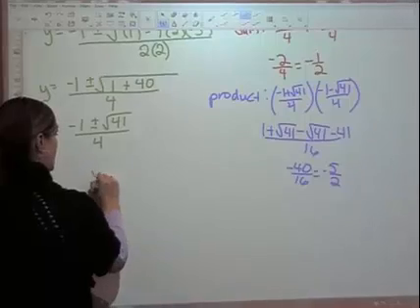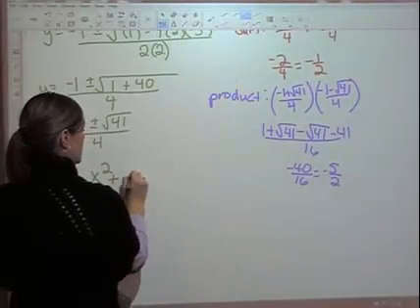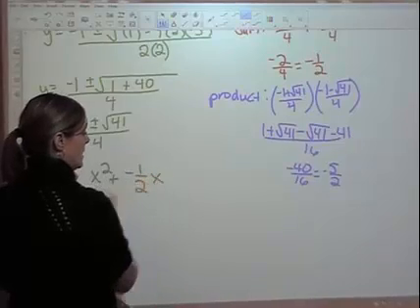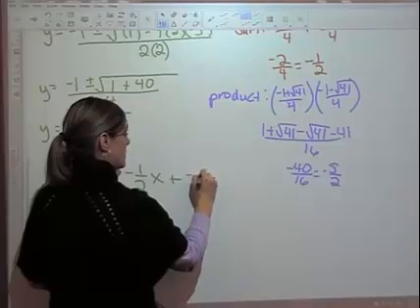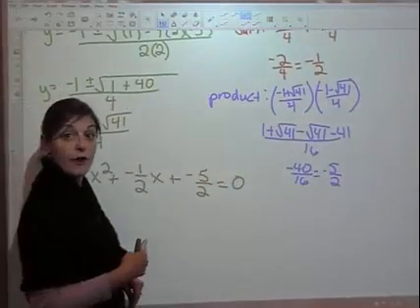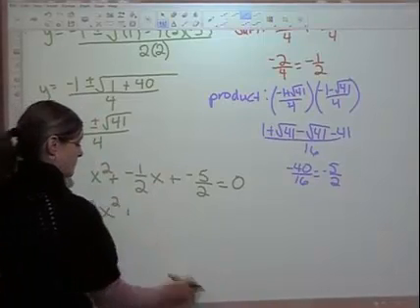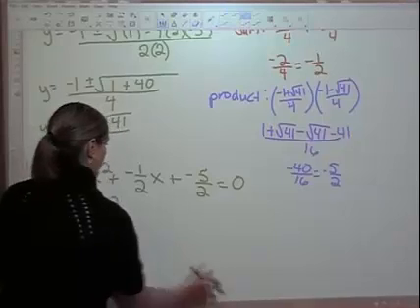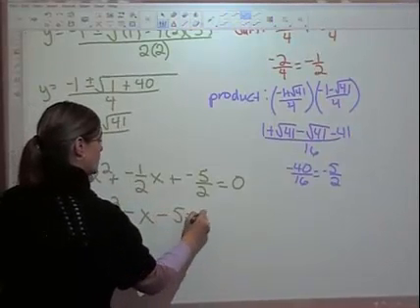And we say, okay, x squared plus the sum, negative 1/2 x, plus the product equals 0. So now let's get rid of all the fractions by multiplying everything by 2. So we have 2x squared minus x minus 5 equals 0.